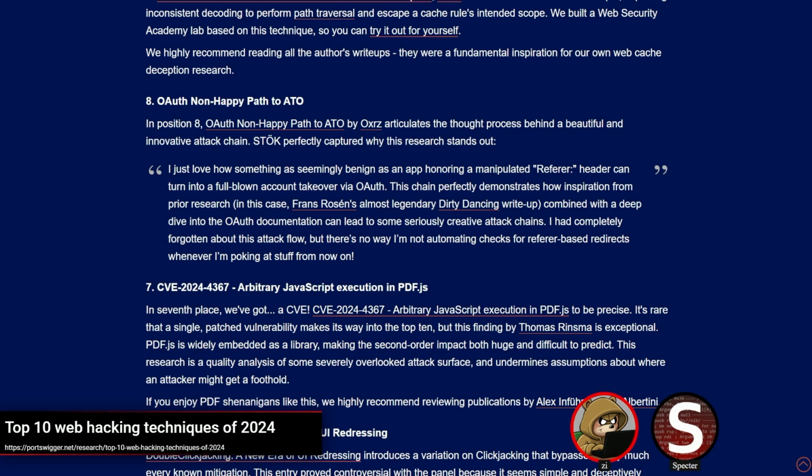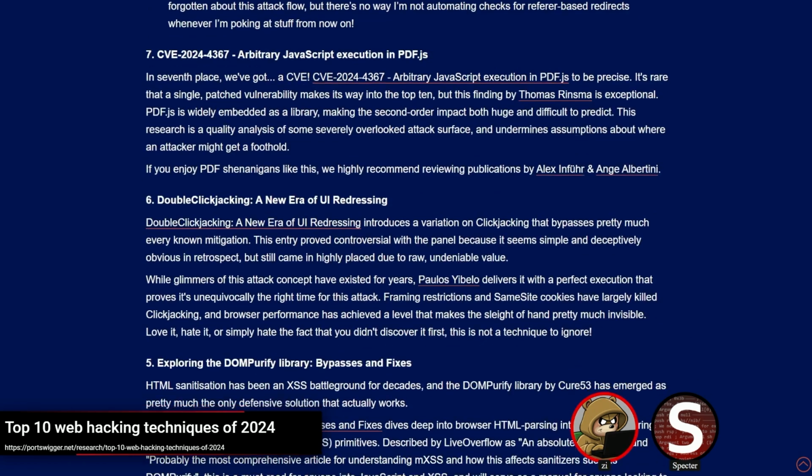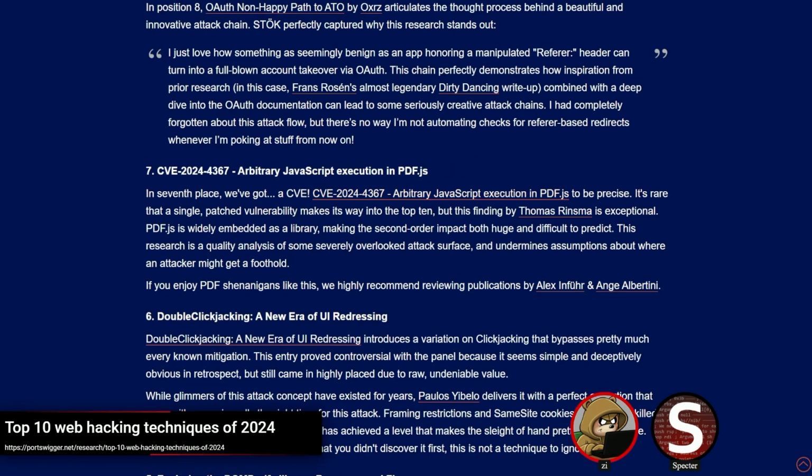It's a cool post. Do give it a read. I missed that nuance, which is why we didn't end up covering it. Number 7 here: arbitrary JavaScript execution, PDF.js.